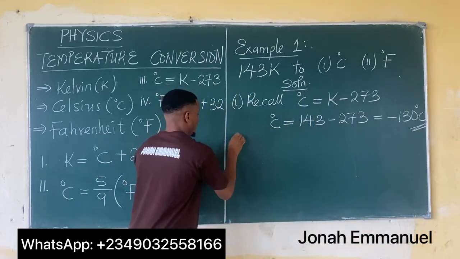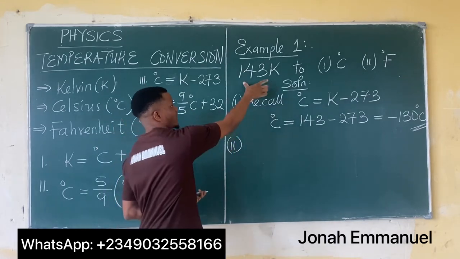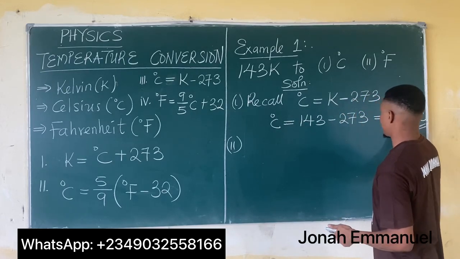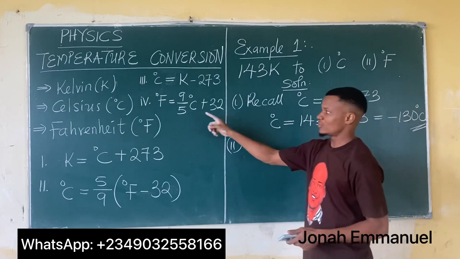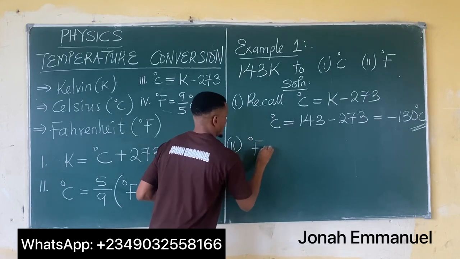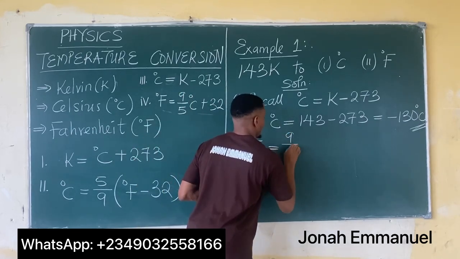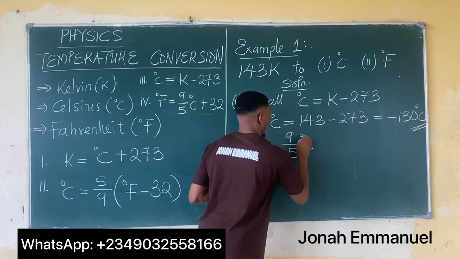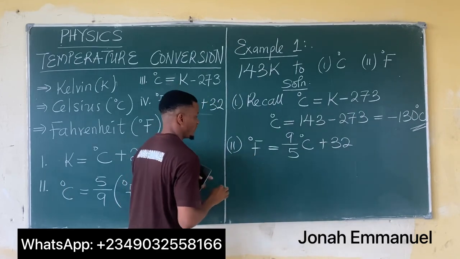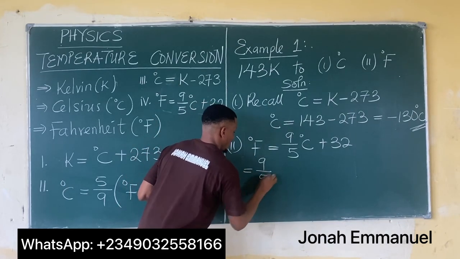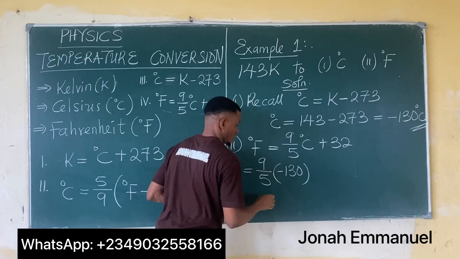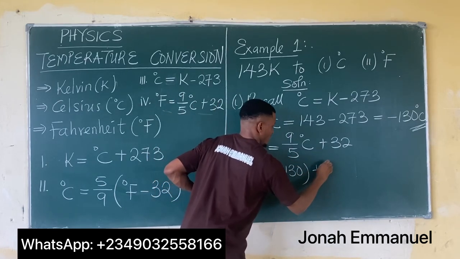All right, let's get the second one then. We actually convert from Kelvin to Fahrenheit. Of course, I have successfully converted this to Celsius, so I have to take this value and convert towards Fahrenheit. So here's my equation. We said degrees Fahrenheit is equal to 9 over 5 times degrees Celsius plus 32. If I input the value, this is equal to 9 over 5 times degrees Celsius, which is minus 130, plus 32.